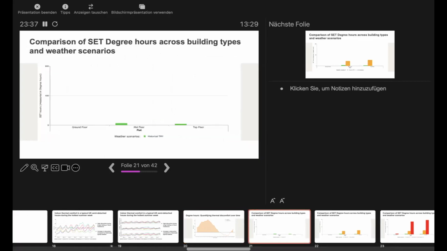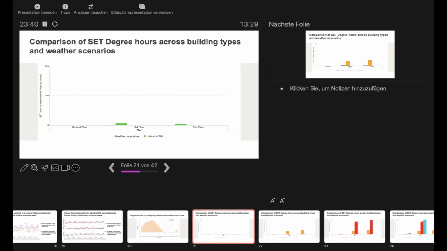What I want to show you now is exactly this, which we did for SET degree hours. In this plot, you can see three different types of flats that I want to compare to each other: ground, mid, and top floor flats. On the y-axis, these SET hours that we calculated over the heat wave week. We can see that the green bars show a historically typical year. So for the hottest week in these historically typical climate conditions, how many SET hours we could observe in these three types of flats, and we can see that it still seems to be very comfortable.